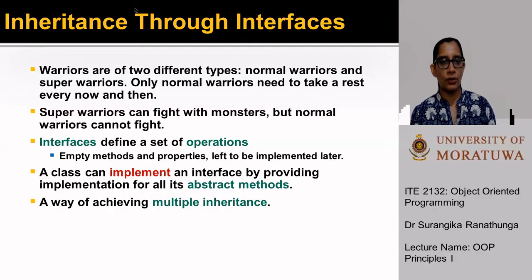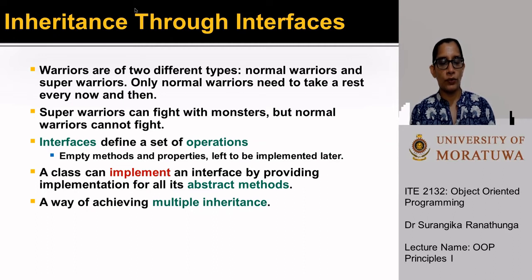So we discussed how to achieve inheritance through the subclass-superclass relationship. But there's another way to achieve inheritance, and that is through interfaces. To understand what interfaces are and the need for them, look at this example. Again, it relates to the Monster Warrior example in our game simulation. The requirement says that warriors are of two different types, normal warriors and super warriors. Only normal warriors need to take a rest now and then. And super warriors can fight with monsters, but normal warriors cannot fight.